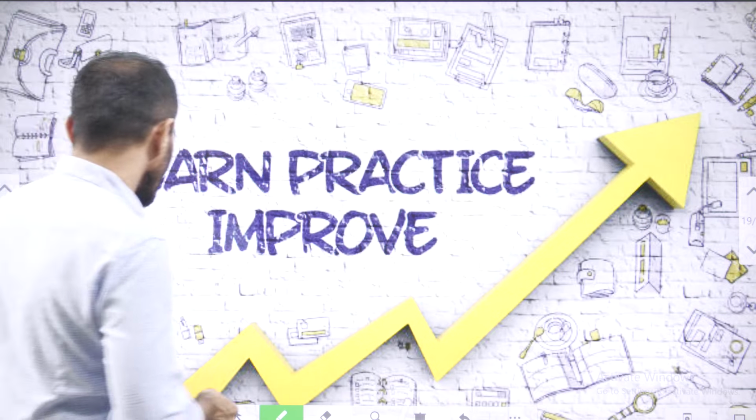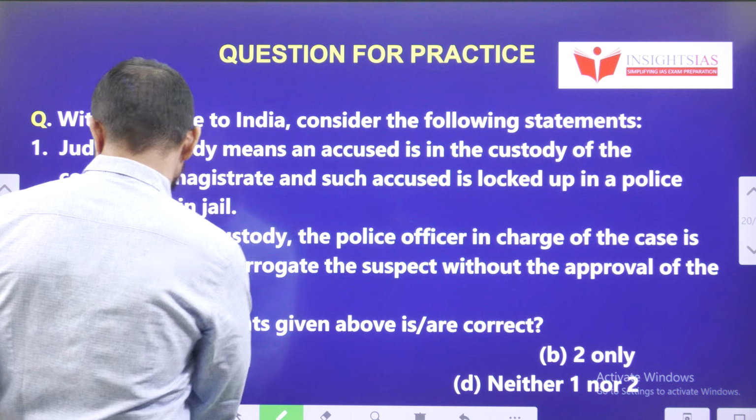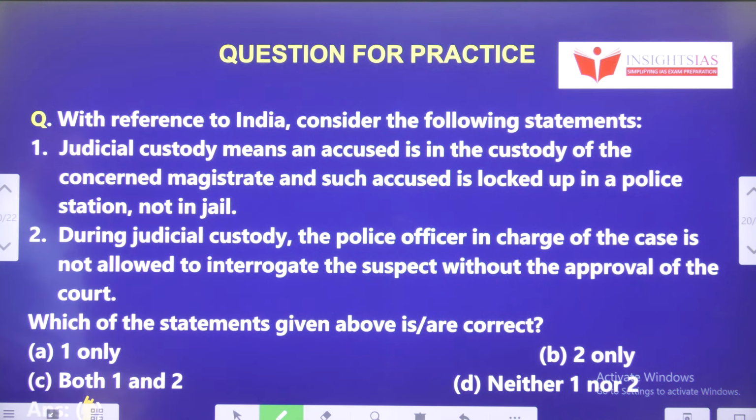Next, today's video question is, with reference to India, consider the following statements. Judicial custody means an accused is in the custody of the concerned magistrate and such accused is locked up in the police station, not in jail. Observe this carefully. Second, during judicial custody, the police officer in charge of the case is not allowed to interrogate the suspect without the approval of the court. Okay, by taking the approval of the court, then only they can interrogate when the person is under judicial custody.